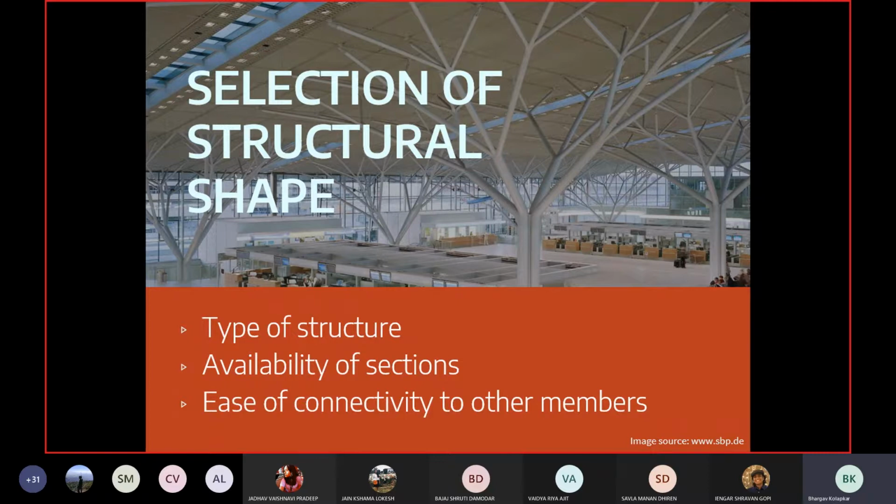And the third important aspect is the ease with which it can be connected to other members. Now, if you're sure as an architect that you don't want visible, bulky bolt connections, you're clear that you want welded connections, then you should think about using hollow sections. You can use hollow circular, hollow rectangular, hollow square sections, as you can see in the picture behind, that everything is welded here.